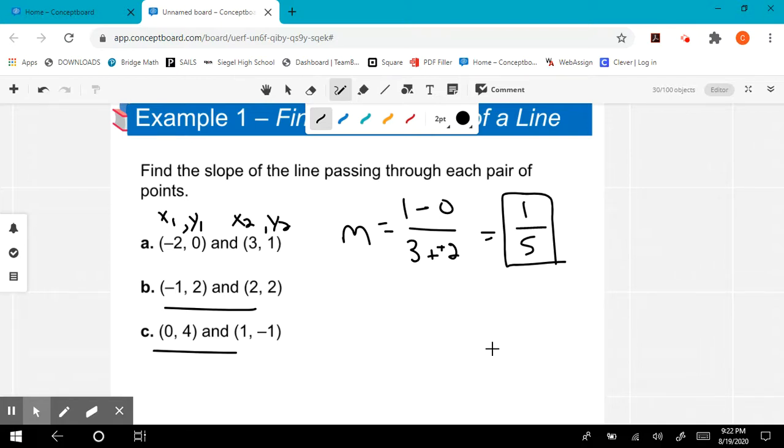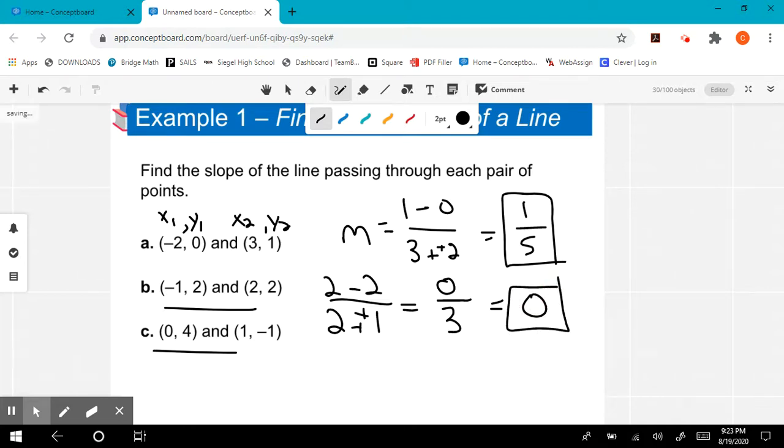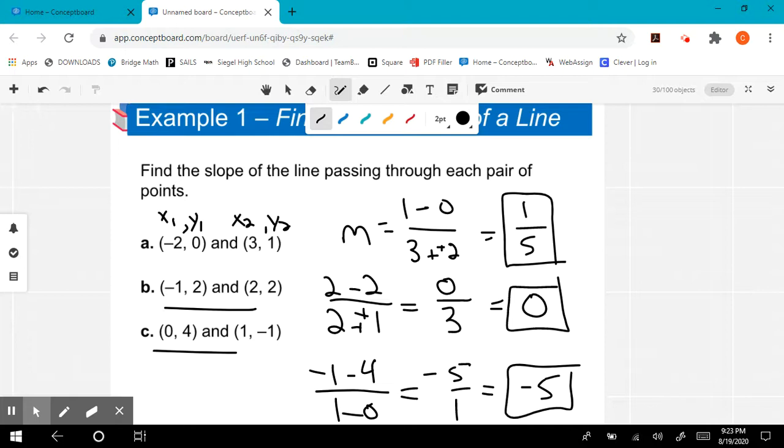But the y's, y minus y, 2 minus 2, and 2 minus a negative 1. Now notice this one is 0 on top and 3 on bottom. Remember, it is okay to have 0 on top. 0 divided by 3 is just 0. This is a slope of 0. That is okay. We just cannot have 0 in the denominator. Here, I've got negative 1 minus 4 and 1 minus 0, and you should have gotten negative 5 over 1, which we know simplifies to negative 5. So there's my three slopes. All right, nothing too difficult right there.